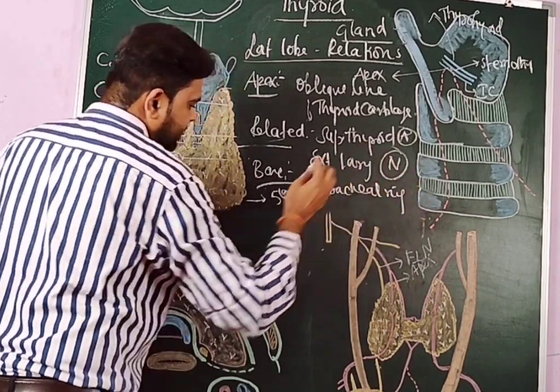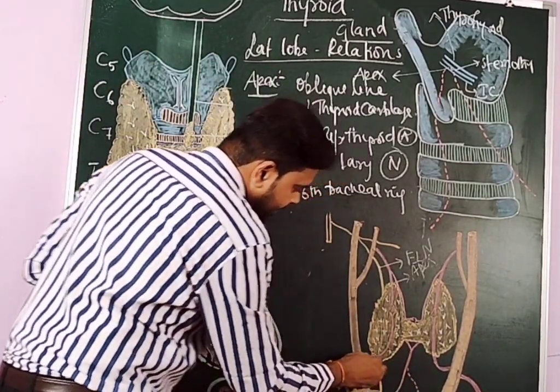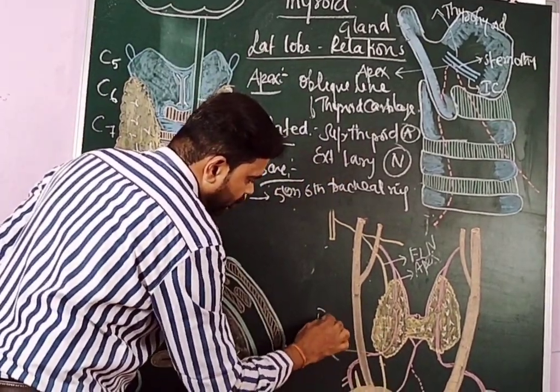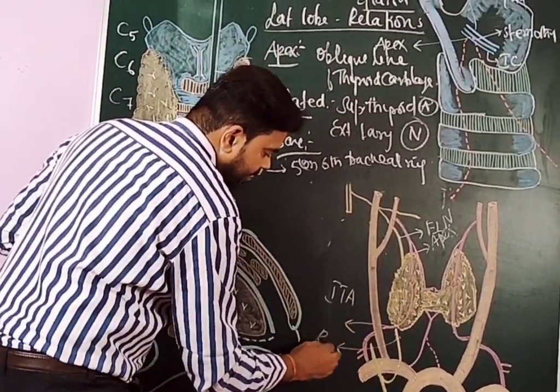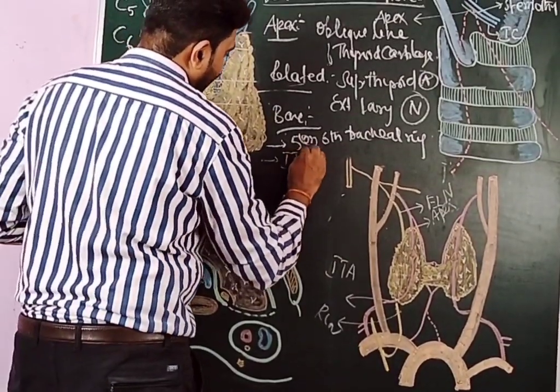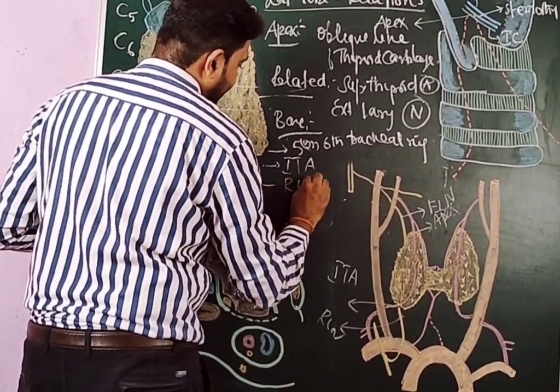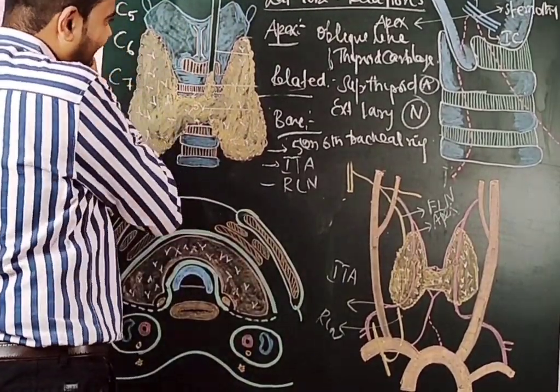And the base is related to one important artery, you can see in this diagram. This is the inferior thyroid artery, and one important nerve, that is the recurrent laryngeal nerve. So the base is related with the inferior thyroid artery and recurrent laryngeal nerve. So this is about the relation for apex and base.